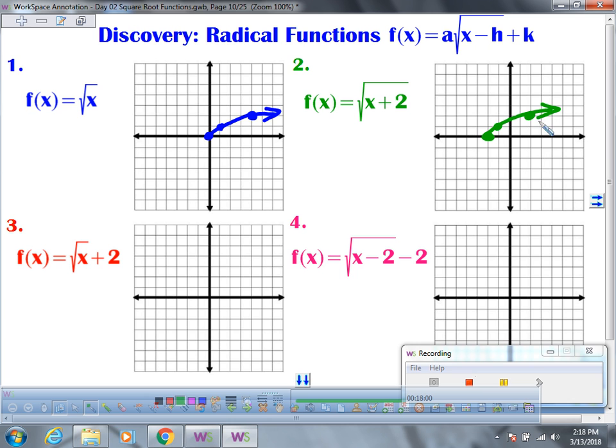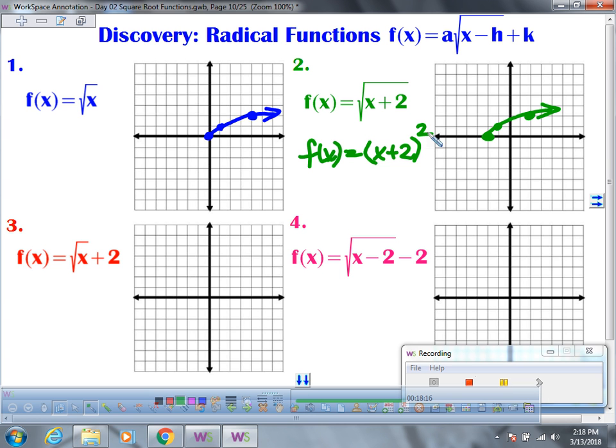Just like if you had something like this. Remember this? Wouldn't that make my parabola shift to the right 2? Sorry, to the left 2? So it does the same thing on a square root function.